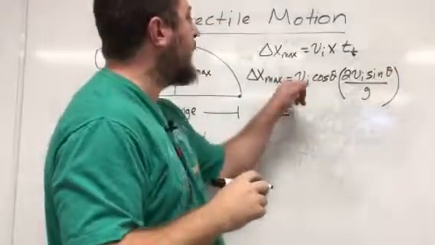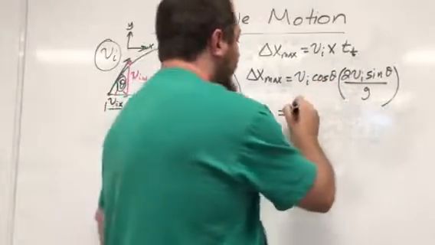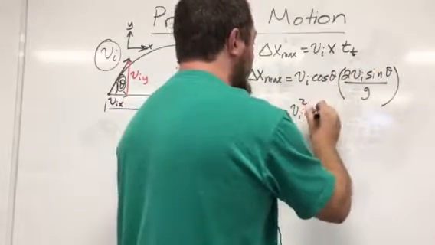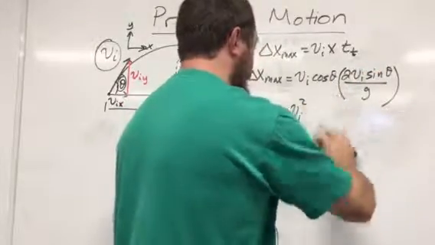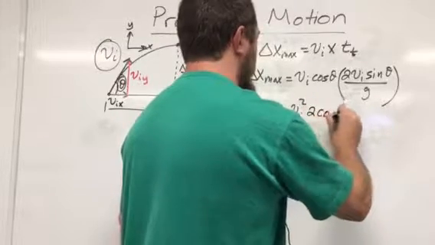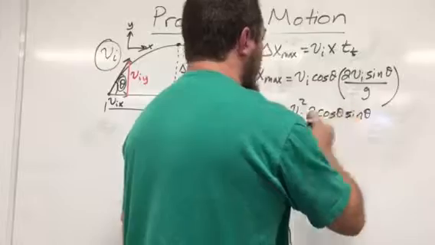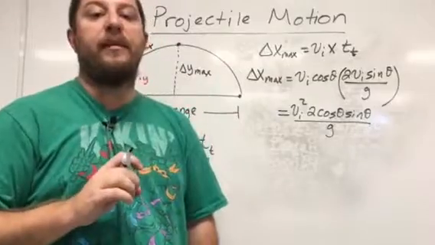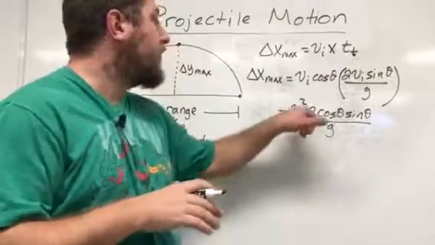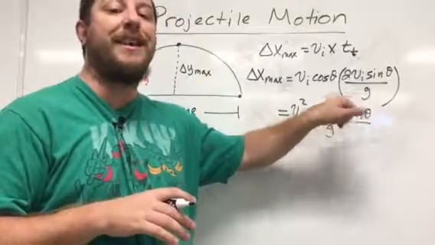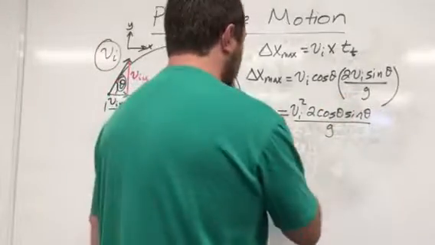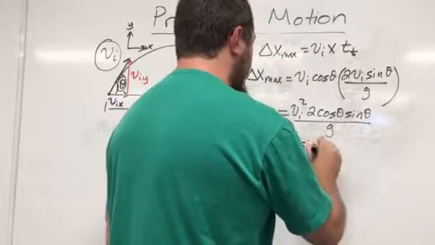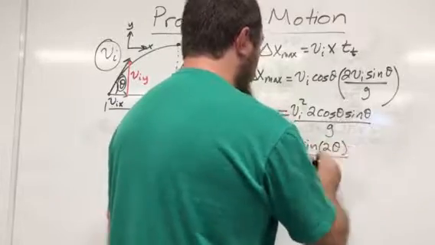And what does this turn into? Well, here I have Vi and here I have a Vi. So I have Vi squared, and then I have a 2 times a cosine theta times a sine theta, and this is all over g. Now, here's a fundamental property from trigonometry. This is one of your trig identities. 2 times cosine theta times sine theta is the same thing as sine of 2 theta. So my delta x max is going to be equal to Vi squared times sine of 2 theta all over g.